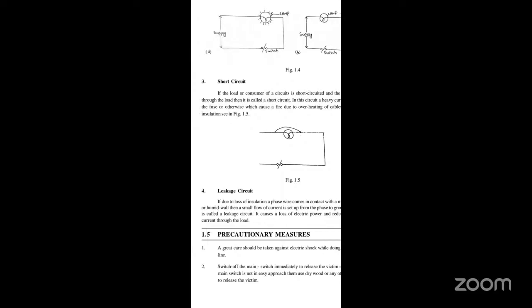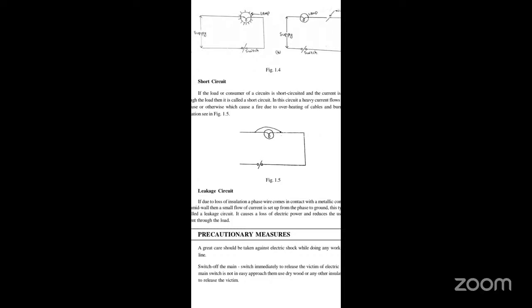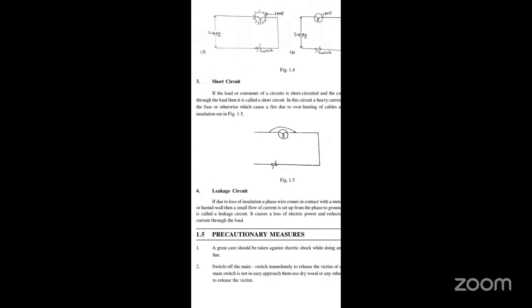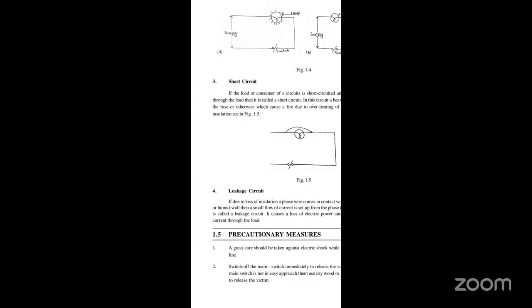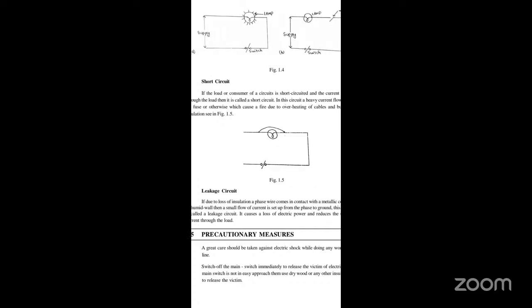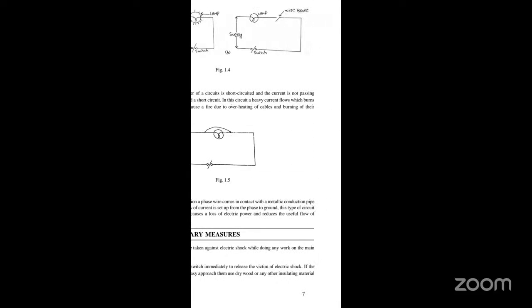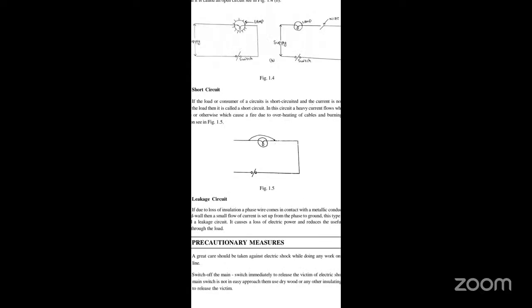Now, the leakage circuit. If due to loss of insulation a phase wire comes in contact with a metallic conduit pipe or a humid wall, then a small flow of current is set up from the phase to ground. This type of circuit is called a leakage circuit. It causes a loss of electric power and reduces the useful flow of current through the load, etc.